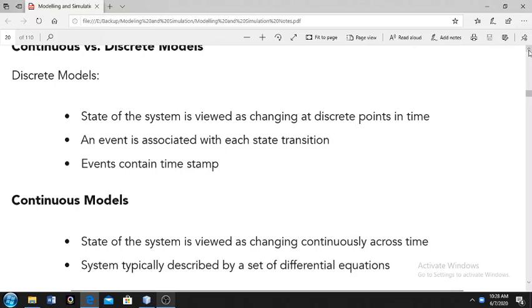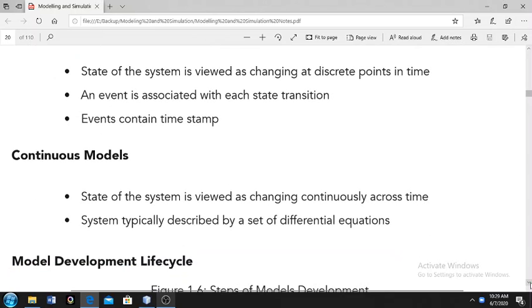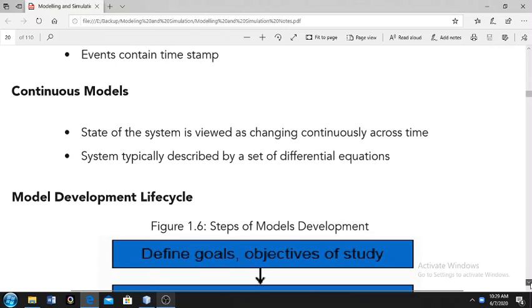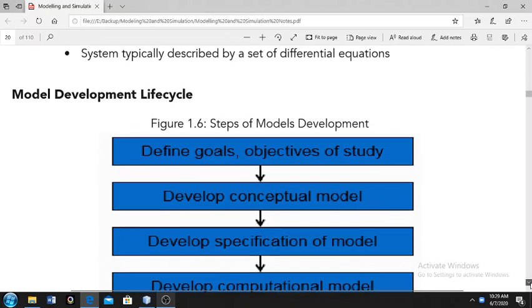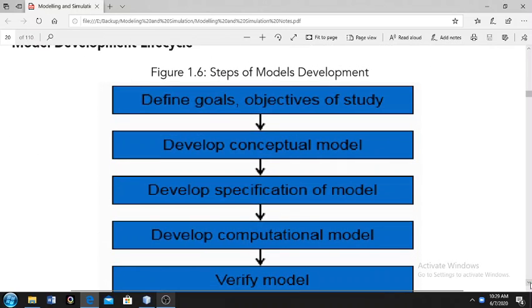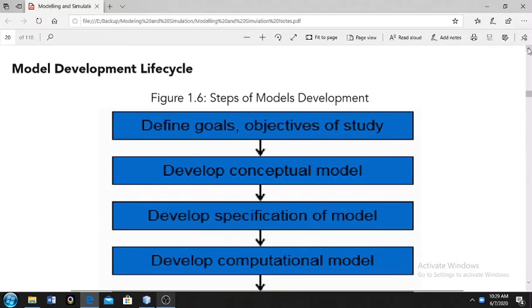So you are not interested in monitoring the system continuously. When every time comes, then your simulation is continuous. But when only discrete times come, your simulation is discrete.